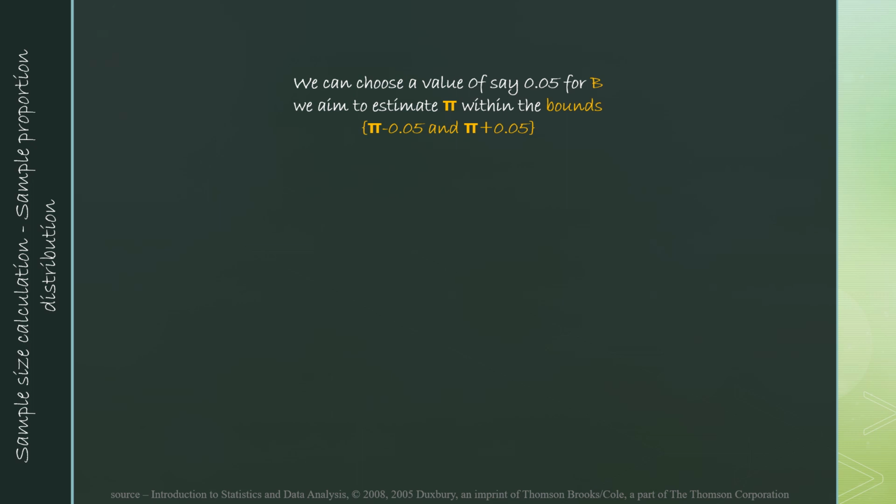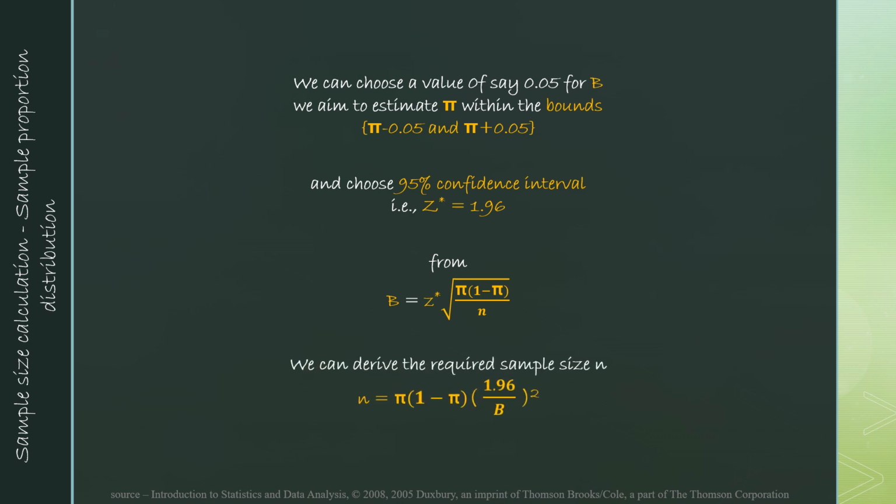We can choose a value of, say, 0.05 for B, meaning we aim to estimate pi within the bounds pi minus 0.05 and pi plus 0.05, and choose a 95% confidence interval, that is, z star equals 1.96. Then from B equals z star times the square root of pi multiplied by 1 minus pi divided by n, we can derive the required sample size n as n equals pi multiplied by 1 minus pi multiplied by 1.96 divided by B, the whole square.